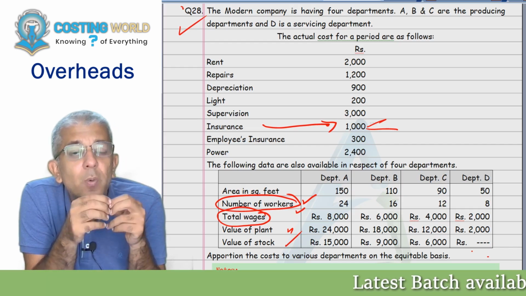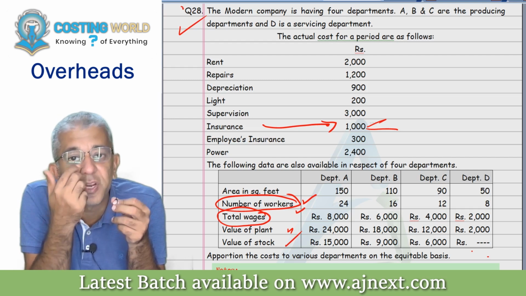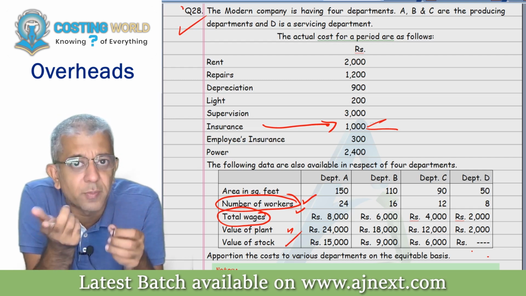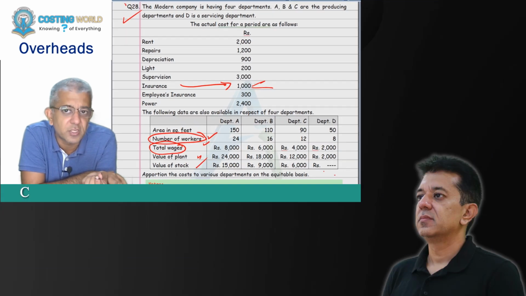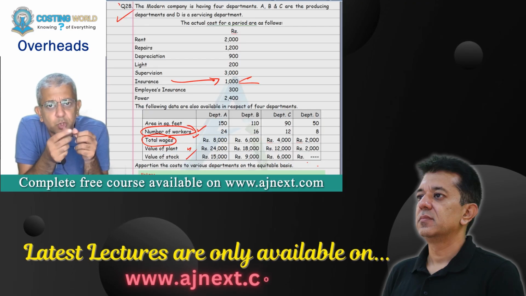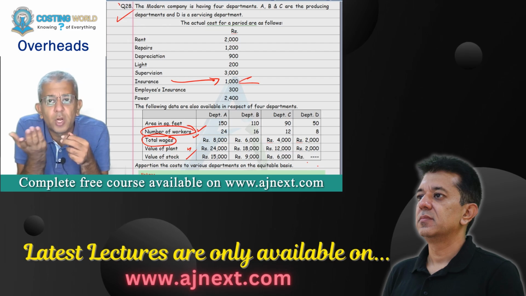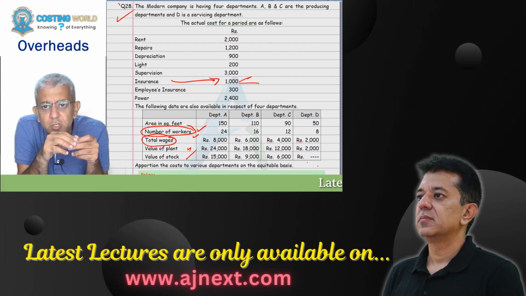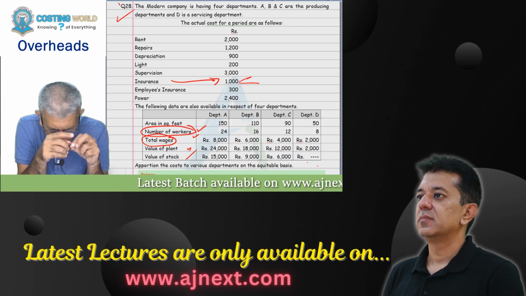So I don't know how employees insurance is computed. If it is per worker, then you divide it in the ratio of number of workers. If it is, say, a percentage of wages, then you divide it in the ratio of wages. So if we don't know, at that time you all can make an assumption. Anything is okay. What will you all tell me? Number of workers or wages? Number of workers. Number of workers.